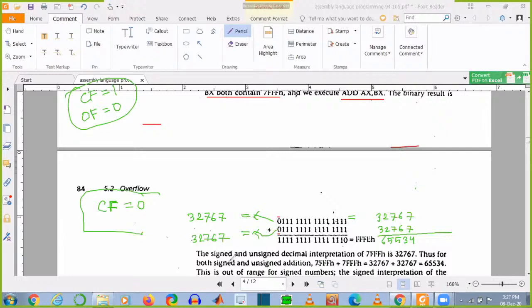So its unsigned interpretation is 65535, and its sign interpretation also 65535. Sorry, it's 34. So add those two. What will be the sign interpretation? 65534. That is also the sign interpretation. Unsigned interpretation, sign interpretation, both same, 65534. That is what they said. Look, the sign and unsigned decimal interpretation of 7FFF is 32767.